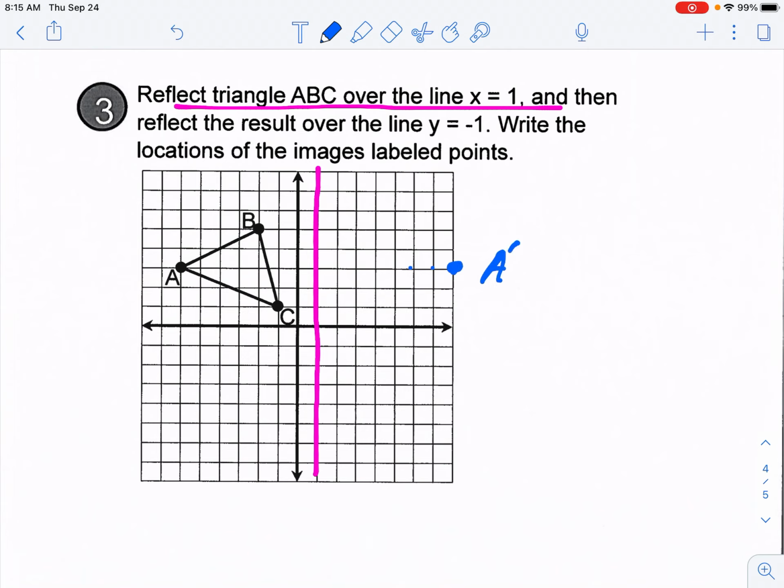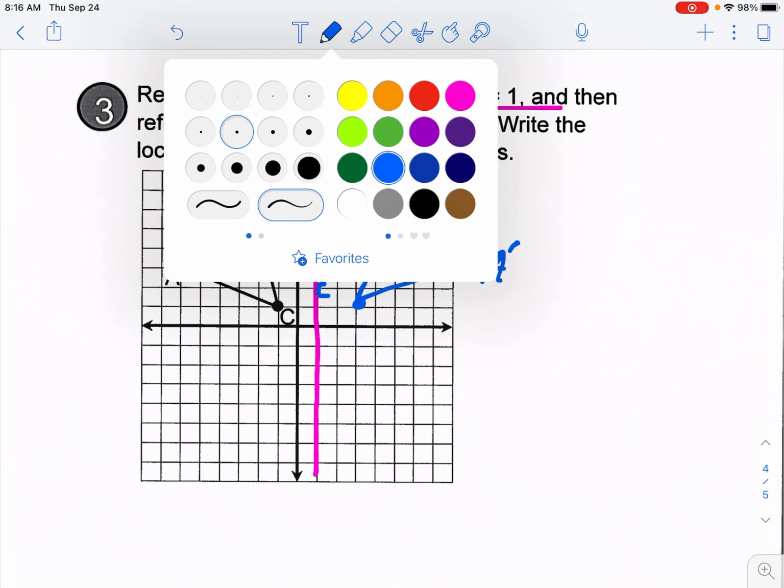A prime. B is 1, 2, 3 away. So 1, 2, 3 away. B prime. C is 1, 2 away. So 1, 2. And we're at C prime. So we first flipped our triangle over x equals 1.